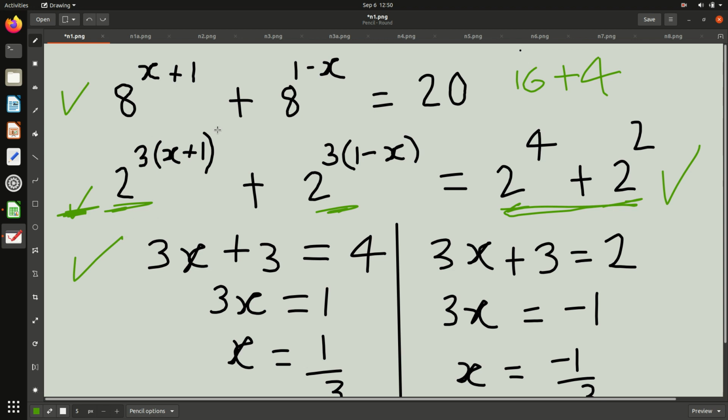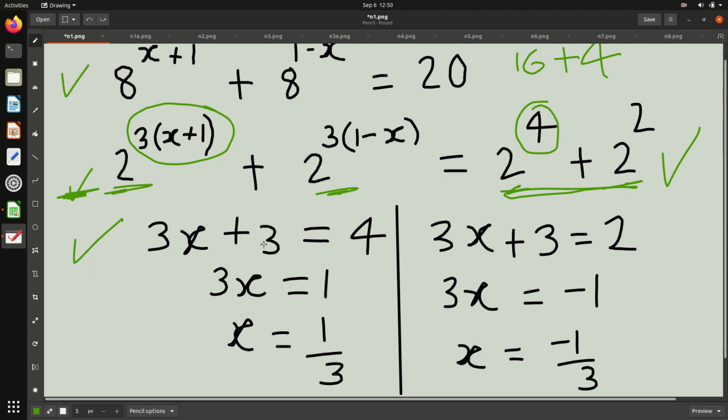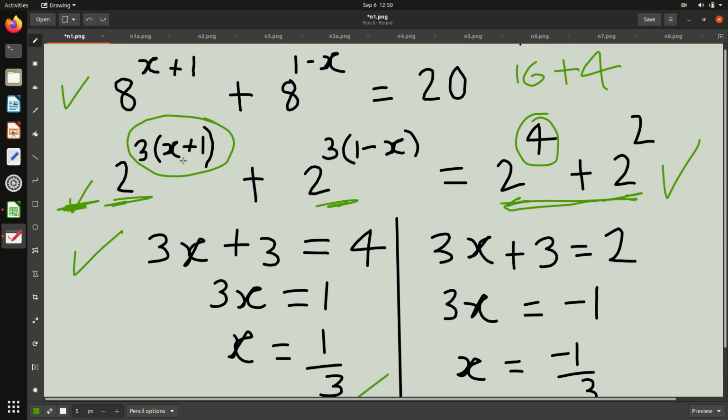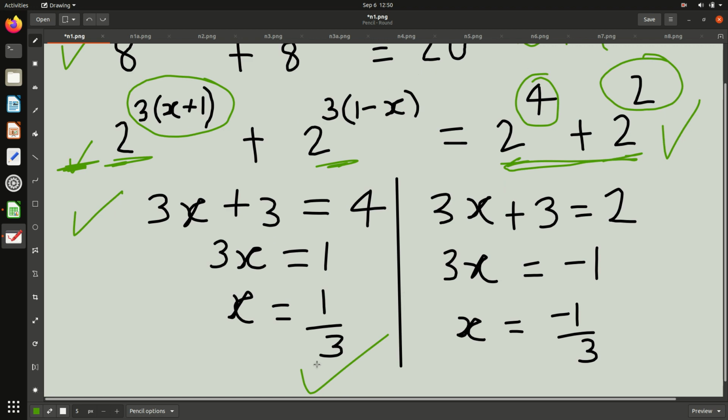3x plus 1 will be equal to 4. So the same thing we have written: 3x plus 3 equals 4, 3x equals 1, and x equals 1 by 3. So we got the first value of x. Now 3x plus 1 can be equal to 4 also, and it can be equal to 2 also, because both conditions are there, 2 to the power 4 and 2 to the power 2. So the first value we get from here is x equals 1 by 3.